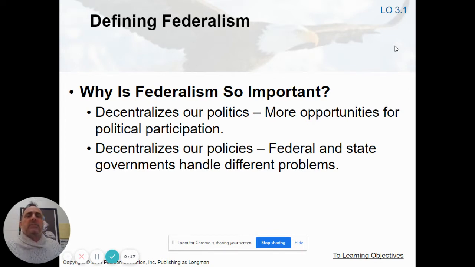It also helps to decentralize our policies. We got federal and state governments handling different problems every single day. What we might be dealing with here in a small little town in the middle of northeastern Wisconsin is going to be a little different than what they're dealing with maybe in south central Los Angeles. So it's good to have these multiple levels of government because they can deal with the issues that are affecting the people within that area.